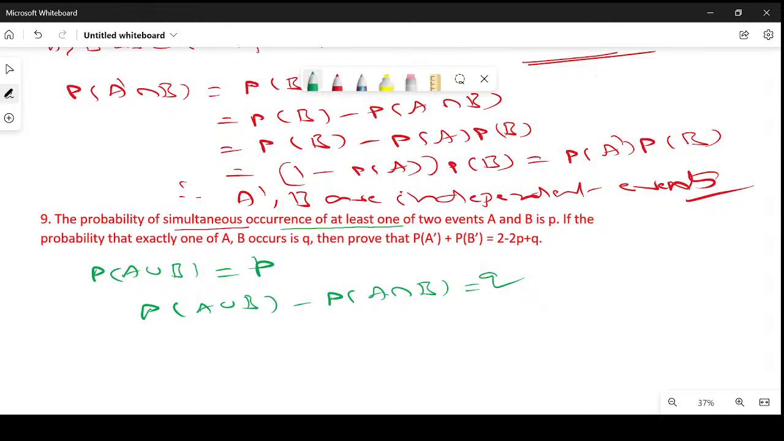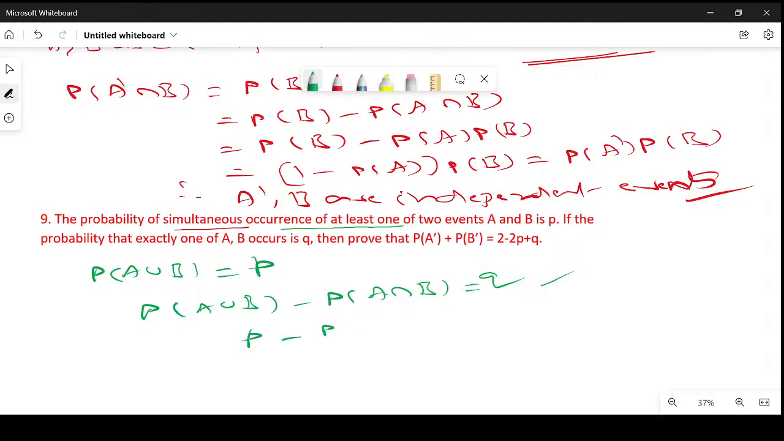What is the meaning of this? Can you think about this? Exactly one of A, B occurs means when A comes, B doesn't come, or B comes, A doesn't come. So it is P of A minus B plus P of B minus A. Then you can write P of A union B minus P of A intersection B is equal to Q, which is given.